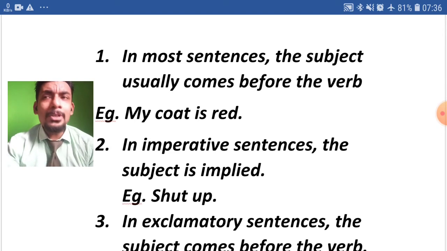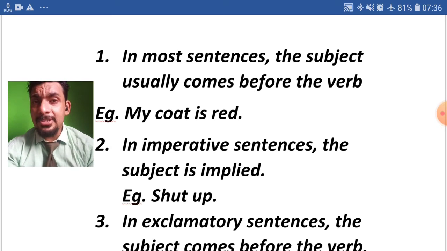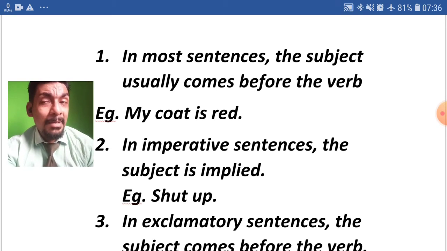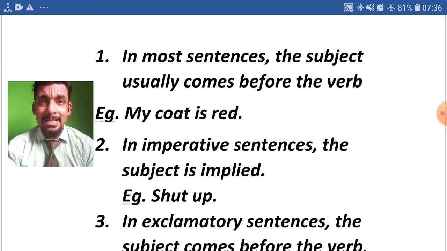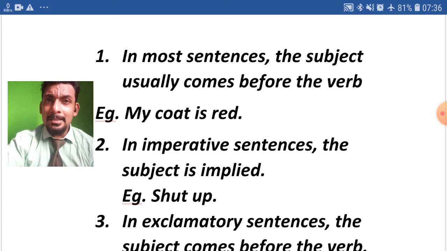In imperative sentences, the subject is implied. Now, we all know that sentences which contain request, sentences which contain command or advice, they come under the category of imperative sentence, and in imperative sentences, the subject is implied. Implied actually means understood. We did not mention the subject specifically. For imperative type of sentences rather, we never mention the subject because it is implied.